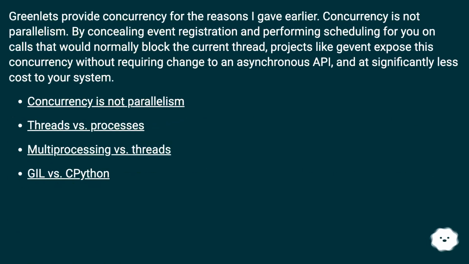Greenlets provide concurrency for the reasons I gave earlier. Concurrency is not parallelism. By concealing event registration and performing scheduling for you on calls that would normally block the current thread, projects like gevent expose this concurrency without requiring change to an asynchronous API, and at significantly less cost to your system. Concurrency is not parallelism.